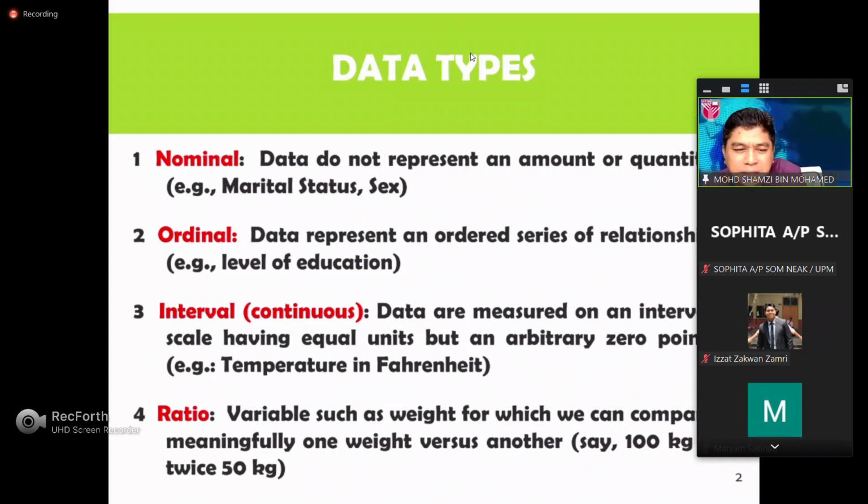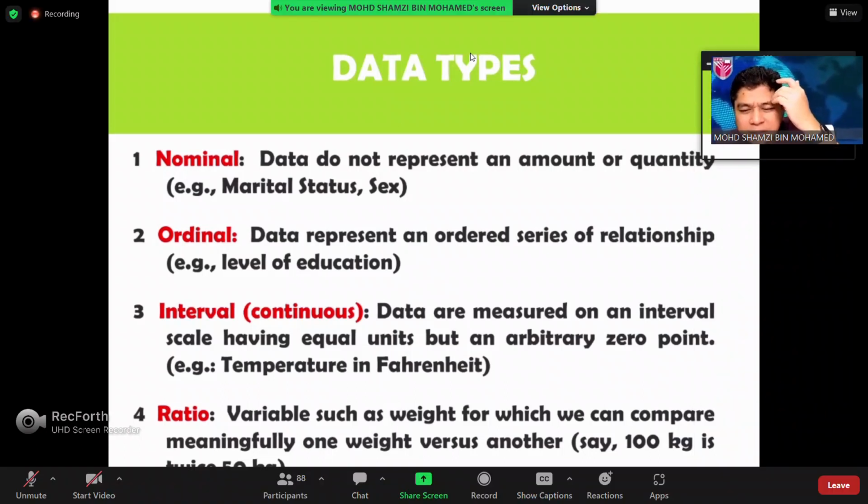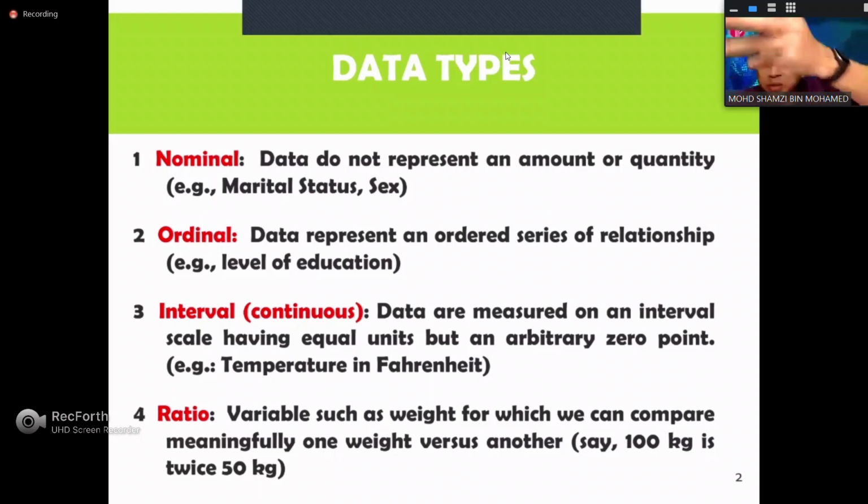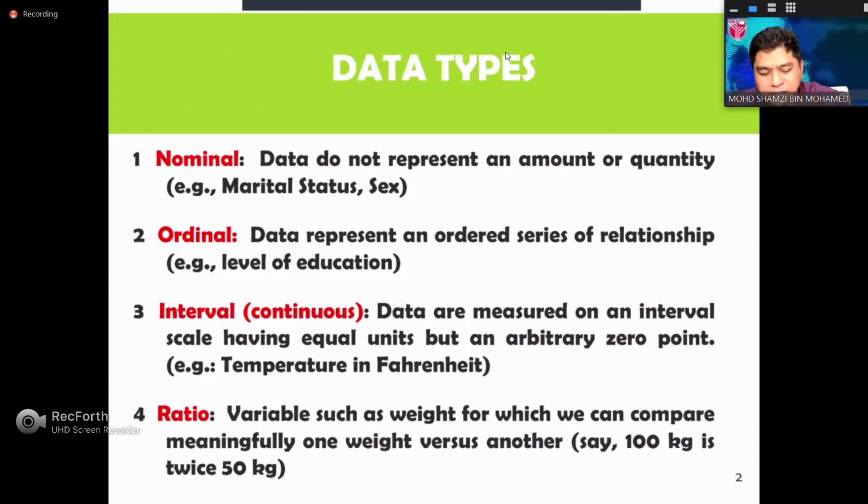Interval continuous is measured on an interval scale having equal units, but can sometimes have an arbitrary 0 point. For example, temperature scale, you can measure in Fahrenheit or Celsius. Ratio, variables such as weight, for which we can compare meaningfully one weight versus another. Let's say A is 100 kg and B is 50 kg, so A is twice the weight of B. Very simple.